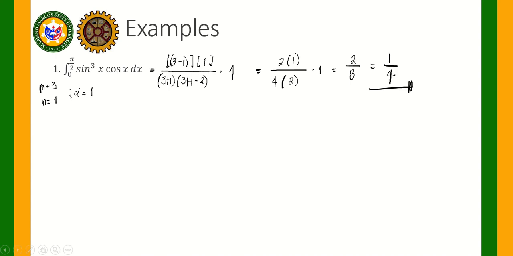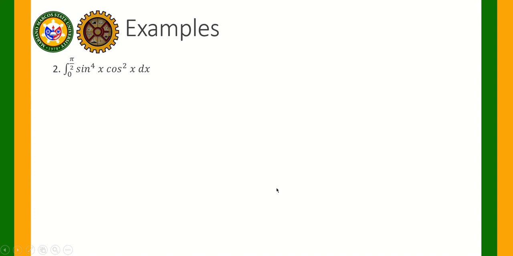Now, let's try example number 2. Okay, so number 2 tayo. The integral of sine raised to 4x cosine squared x dx limits from 0 to pi over 2. So, dito tayo sa identification of m and n. So, our m is equal to 4. Our n is equal to 2. So, they are both even. Therefore, yung gagamitin natin na alpha will be pi over 2. Kasi, case 1 tayo, we have both m and n.